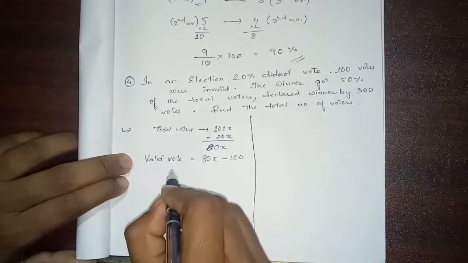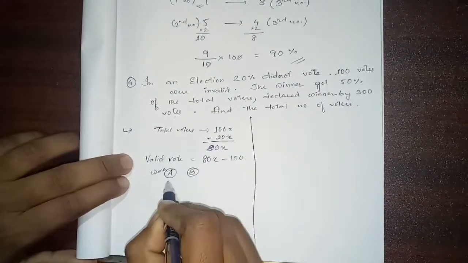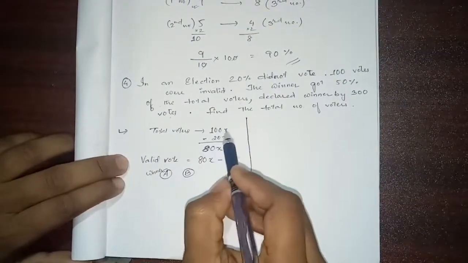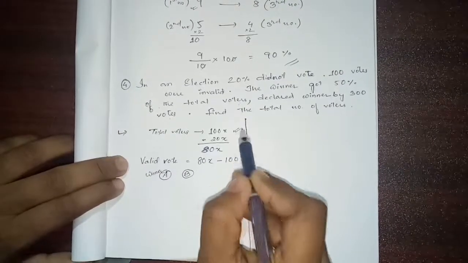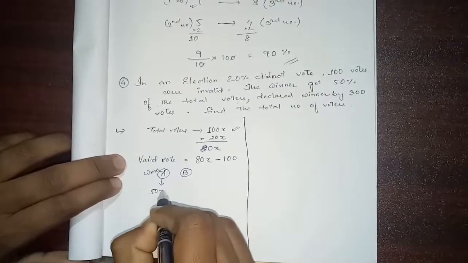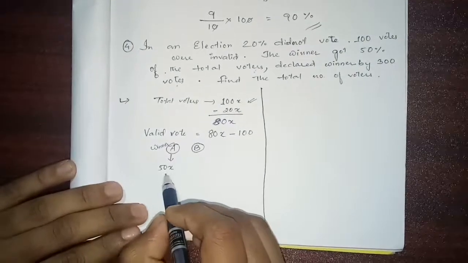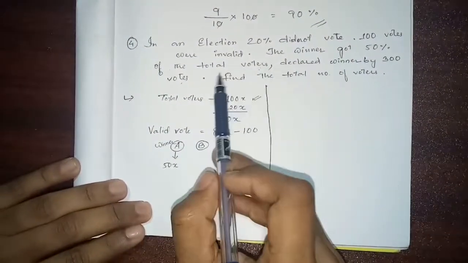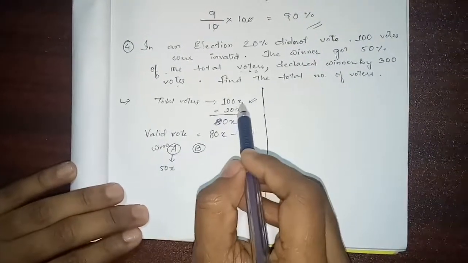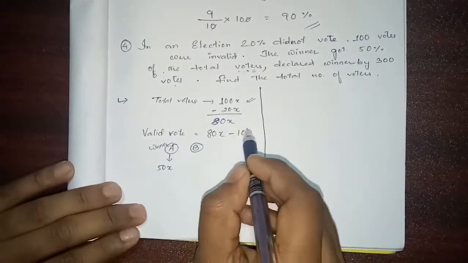Now suppose A and B are the candidates and A is the winner. Here it is already mentioned that the winner got 50% of the total voters. So what is the total voters? That is 100x. So if A is the winner, how many votes did A get? That is 50x. You need to see that this is total voters, not the total votes. The total voters were 100x, so 50% of that is 50x, and the number of valid votes is 80x minus 100.